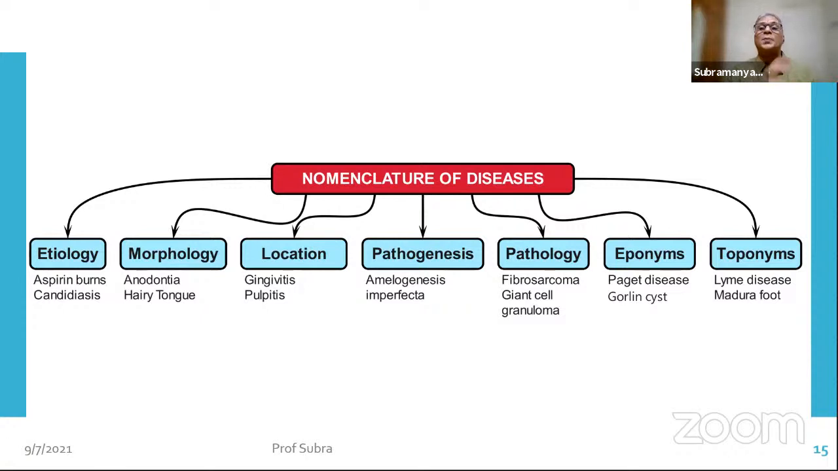The nomenclature of a disease can be based on its pathology, for example fibrosarcoma. The moment you read that word, you know it is a malignant tumor involving fibroblasts. Or it can be based on eponyms. Eponyms means based on individuals who first observed it or who suffered from it. Or it can be based on toponyms. Toponyms is based on a particular geographical location, for example Lyme disease.